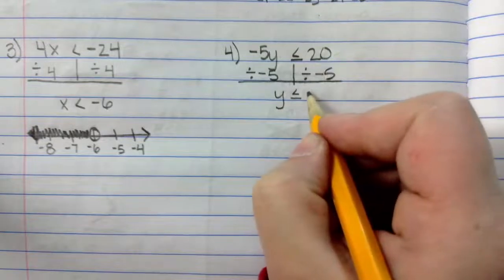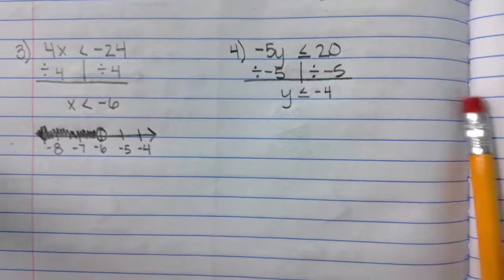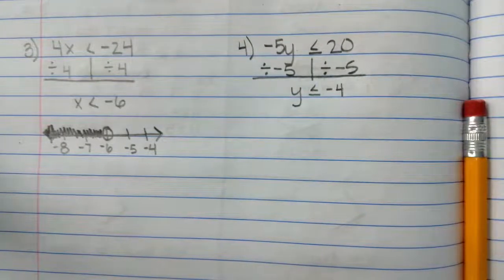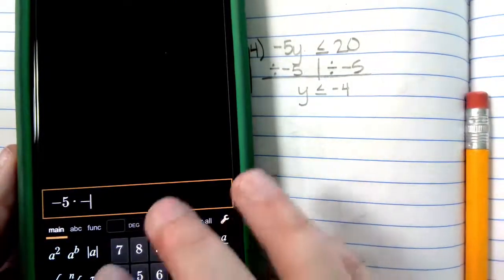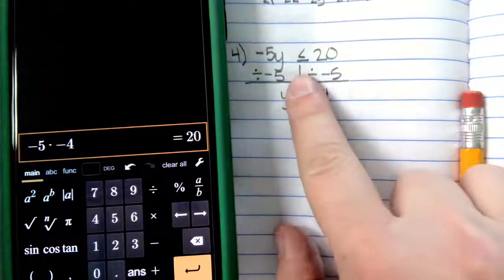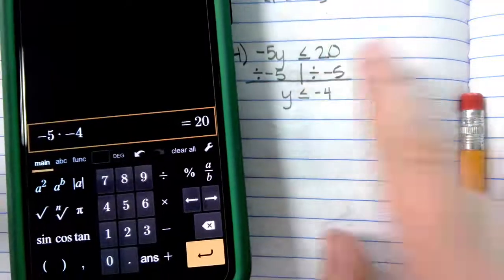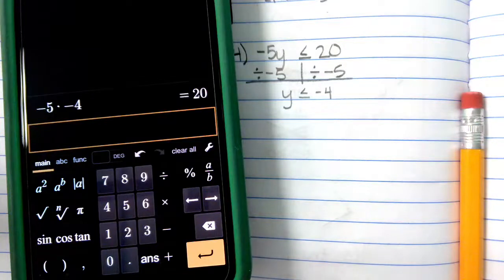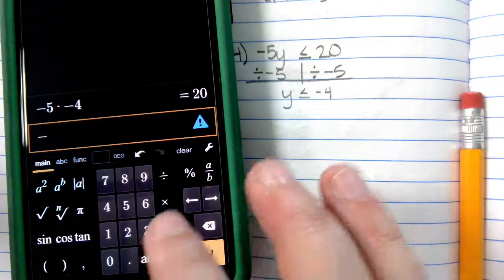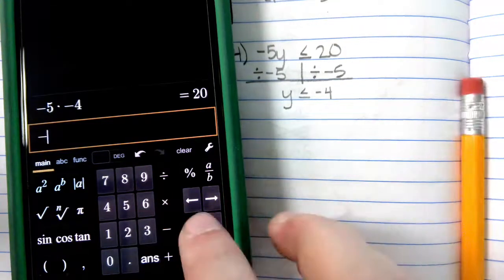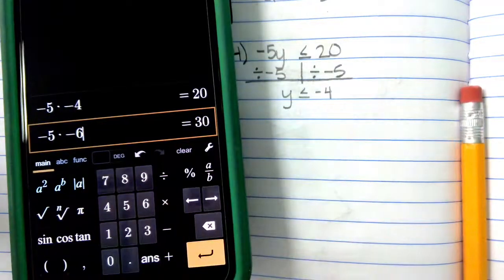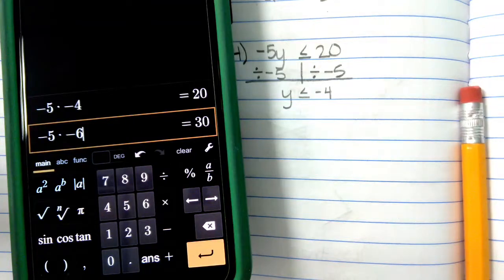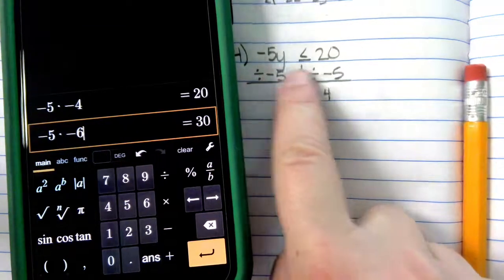Let's try negative 5 times negative 4, see if that works. What's negative 5 times negative 4? 20. Is 20 less than or equal to 20? Yep, it's equal. Okay, give me a number less than negative 4. Negative 6. So what's negative 5 times negative 6? That's 30. Is 30 less than 20? That didn't work.